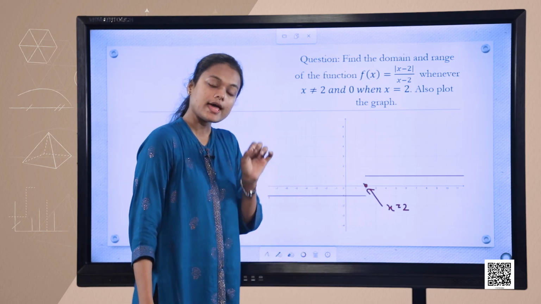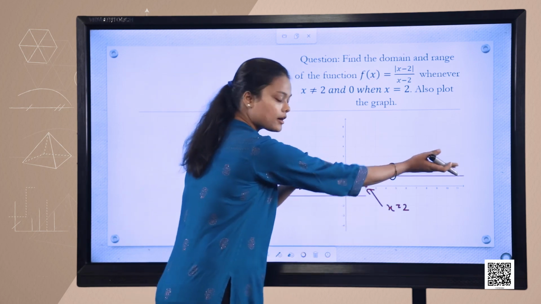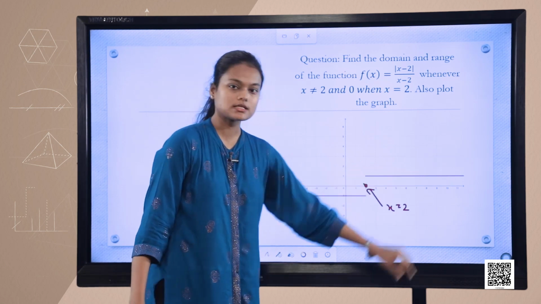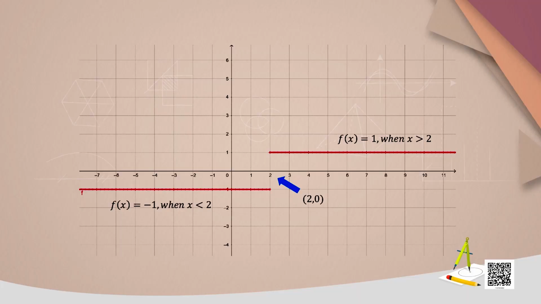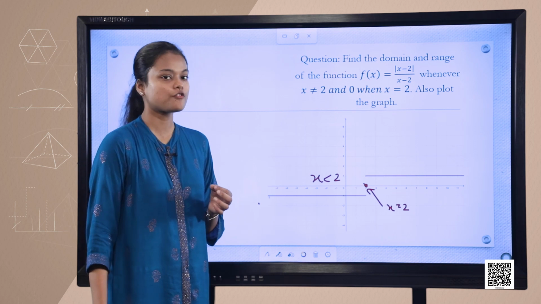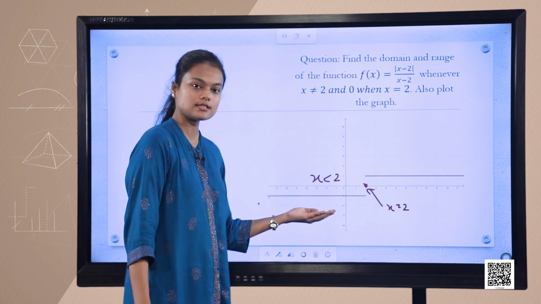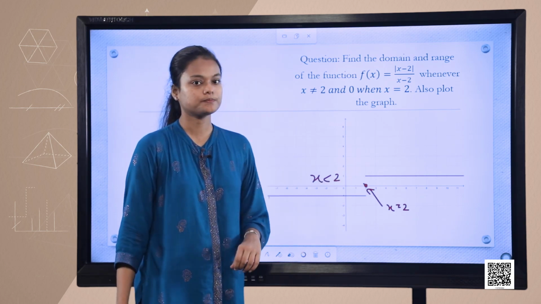And whenever x is taking all those values which are greater than 2, we get a line parallel to the x-axis where the vertical distance remains the same, which is 1. When x is less than 2, then it is taking value -1. So it forms a parallel line below the x-axis where again the distance remains to be 1.